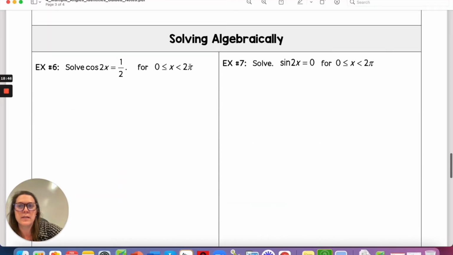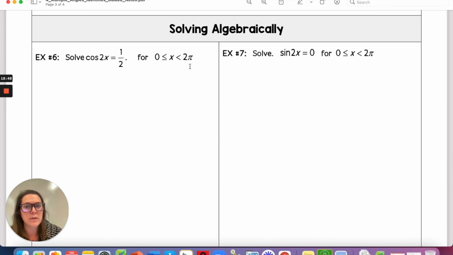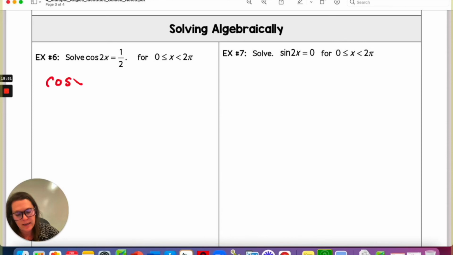Okay. All right, example number 6. So solving algebraically. We're going to solve cosine of 2x equals 1/2. We need to solve for x, and we're told that x has to be between, it's just one rotation, between 0 and 2 pi. So we know that cosine of x is equal to 1/2 at pi over 3 and 5/3 pi.